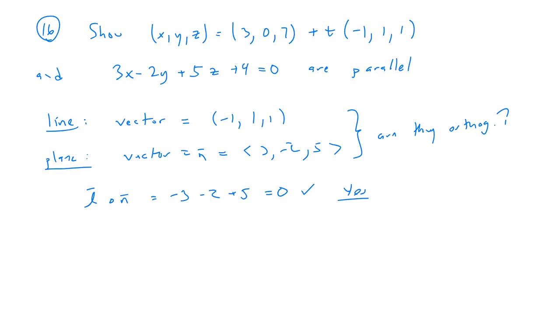So we've shown that they're sort of parallel, but it could be that the line is actually in the plane. And usually if you have two things that are the same, you don't really call them parallel. So we should double check that the line actually isn't in the plane. And the way we would do that is take any point on the line and see if it's in the plane. So for example, if I put in 3, 0, 7, which is a point in the line, and plug it in, I get 9 plus 35 plus 4, and that certainly isn't equal to 0.